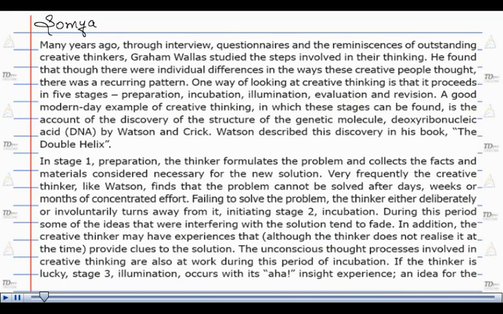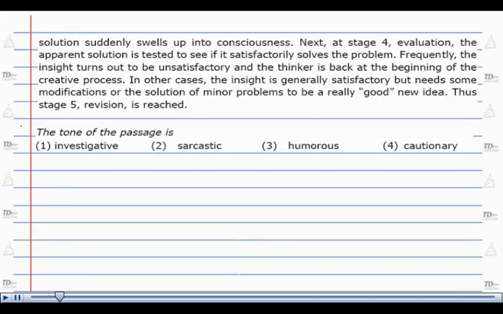Hello, I'm Soumya. The passage is, and now the question. The tone of the passage is, now for the solution. In the passage, we had already seen the creative thinking and the stages and the steps involved in it were explained, and the stages were elaborated by the author. We cannot say that the tone of the passage was sarcastic. There was no reference whatsoever to refute what the studies from Graham Wallace had involved. Option number 2 is incorrect.